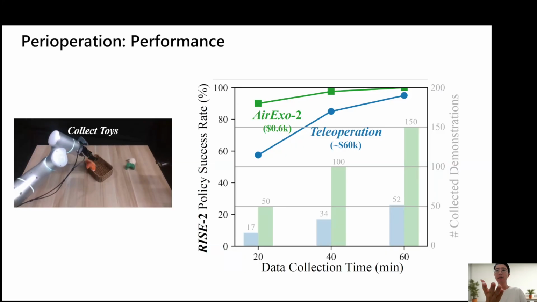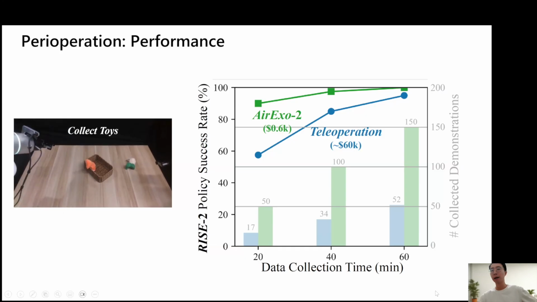And here, the x-axis denotes the data collection time, and the y-axis denotes the policy performance. So we could see that the policy trained with exoskeleton data, which is the green curve, is always better than the policy trained with teleoperation data, given different amounts of time. So this emphasizes that exoskeleton data collection is actually a pretty promising way that we can scale up data at a large scale.